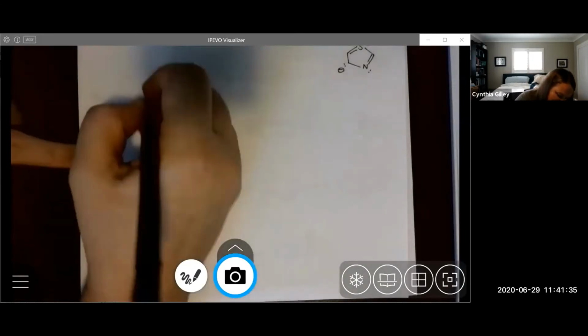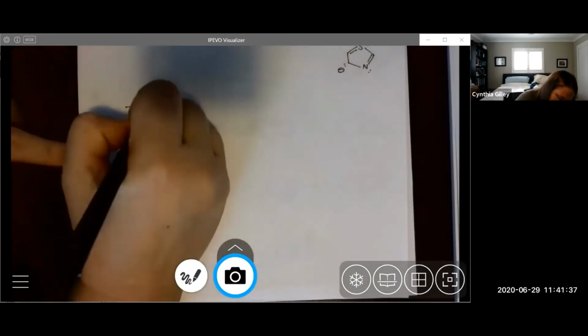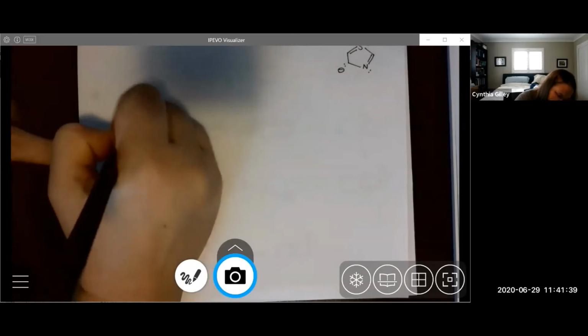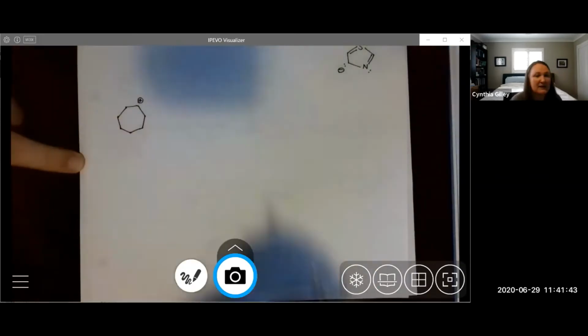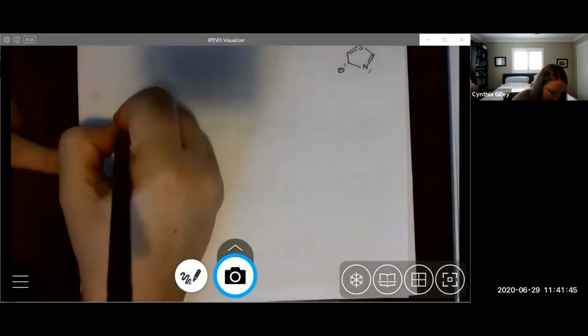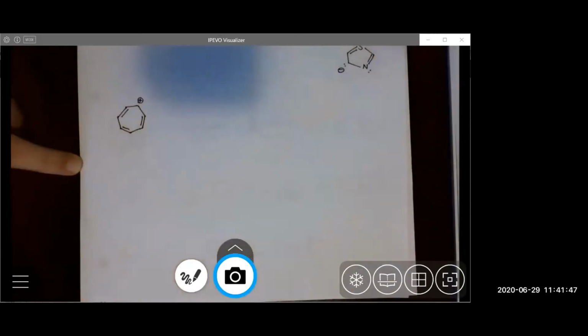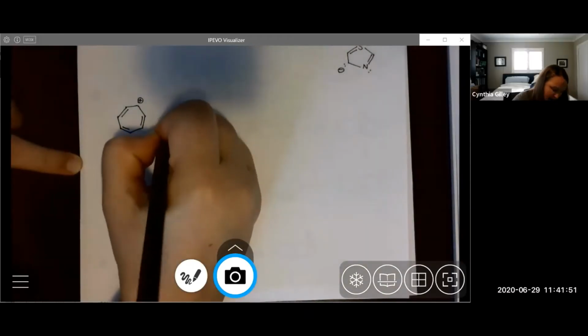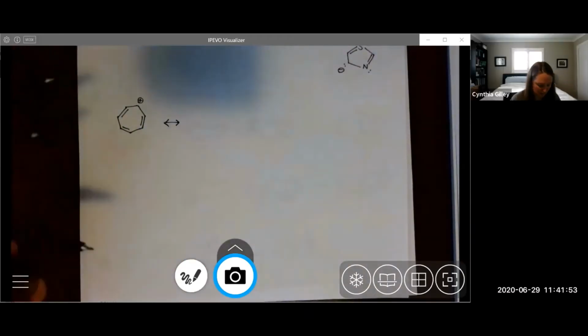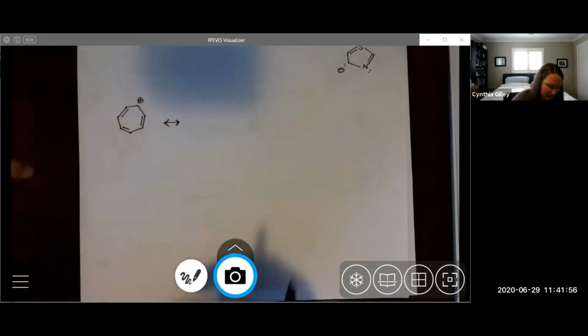You get to get really good at making your 7-member ring. You're going to have to draw it. There's 7 atoms in a ring. You have 7 resonance contributors. So in this case, we have the positive charge and not a lone pair. So we have to draw the resonance differently.